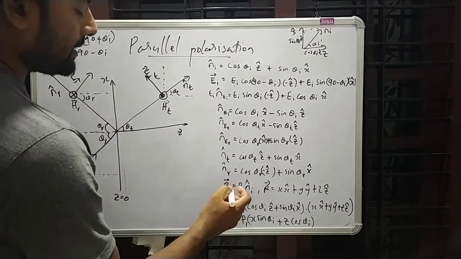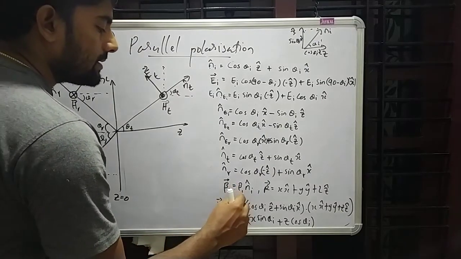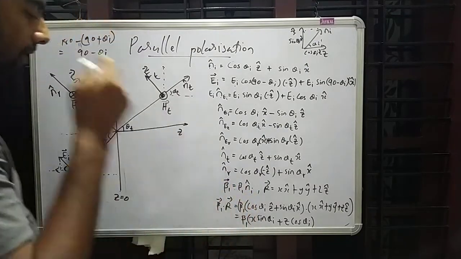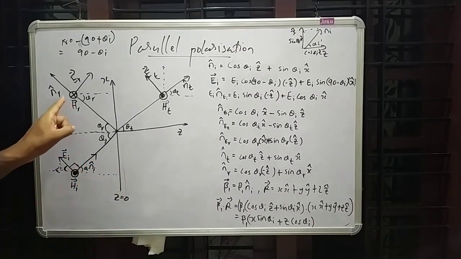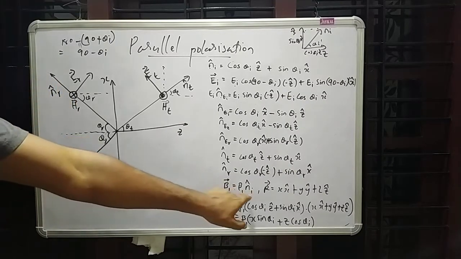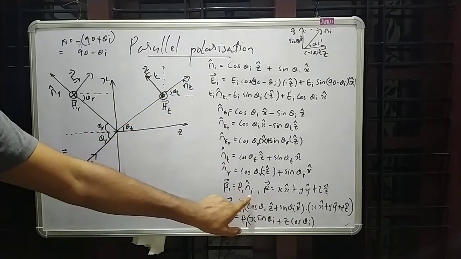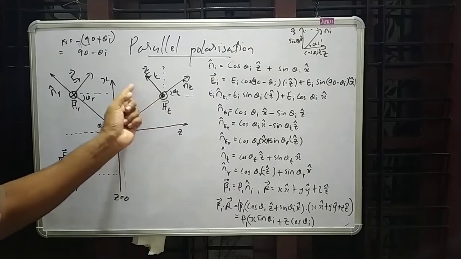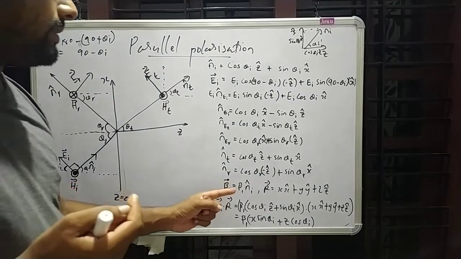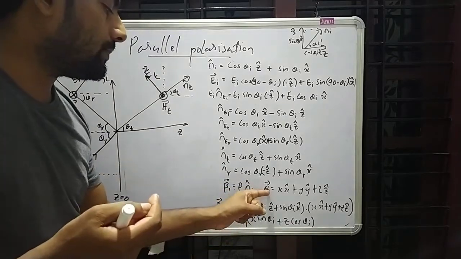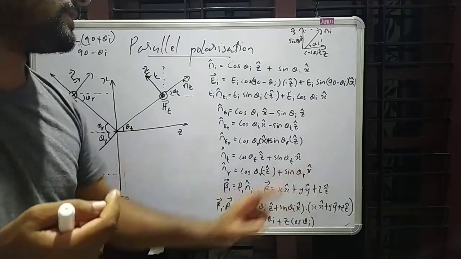Next is the wave vector beta 1. The wave vector beta 1 can be represented as beta 1 into N_i. Here the direction of propagation is N_i, and for the reflected wave the direction of propagation will switch to N_r, and for the transmitted wave it will be beta 2 into N_t. So this is beta 1 N_i cap, and our position vector r is equal to x x cap plus y y cap plus z z cap.